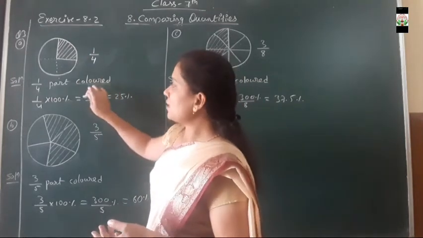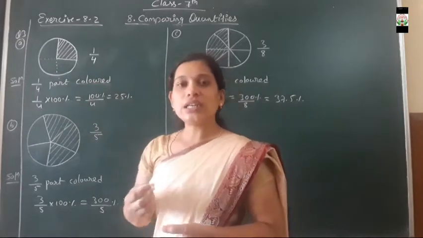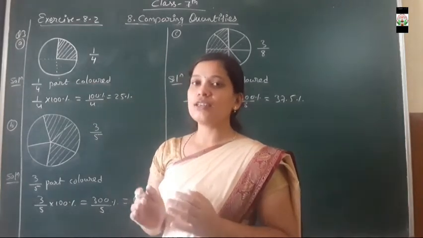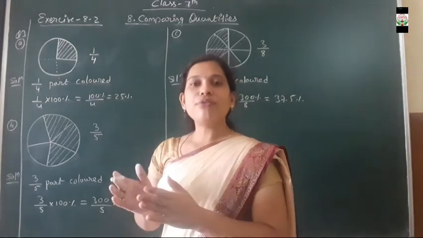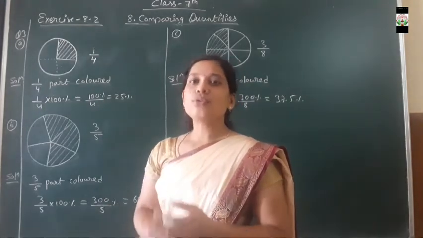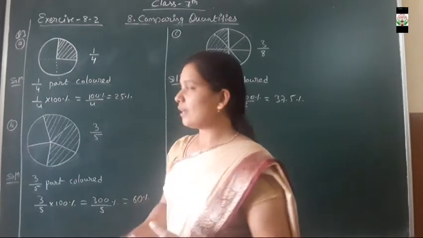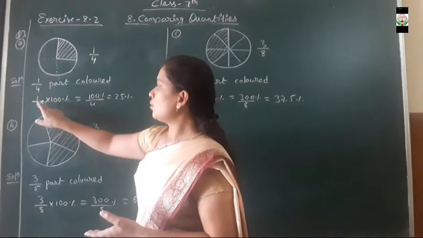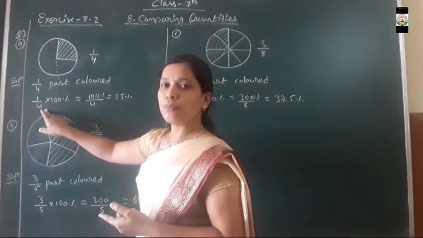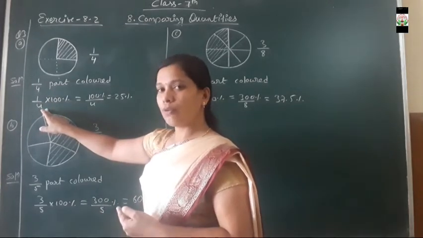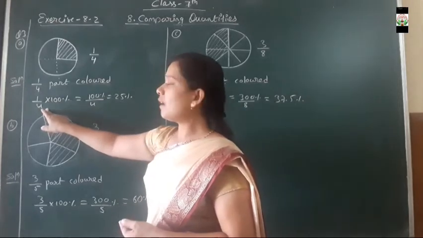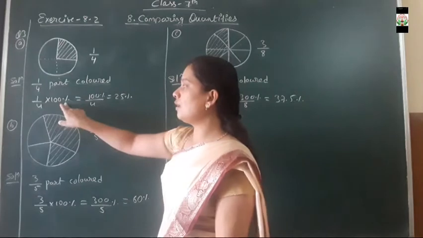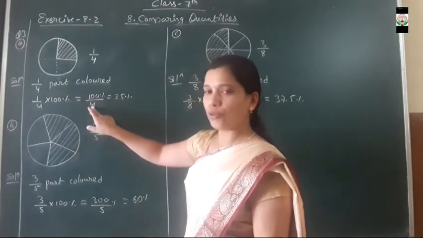Now as we know, the part of the circle which is colored, we have to convert it into the form of a percent. After writing the colored part of the circle as a fraction, we will convert it into percent. Okay, so 1/4 part of the circle is colored, so that 1/4 part will be converted into the form of a percent. So it will be multiplied with 100. So 1/4 into 100% is equals to 100/4%.